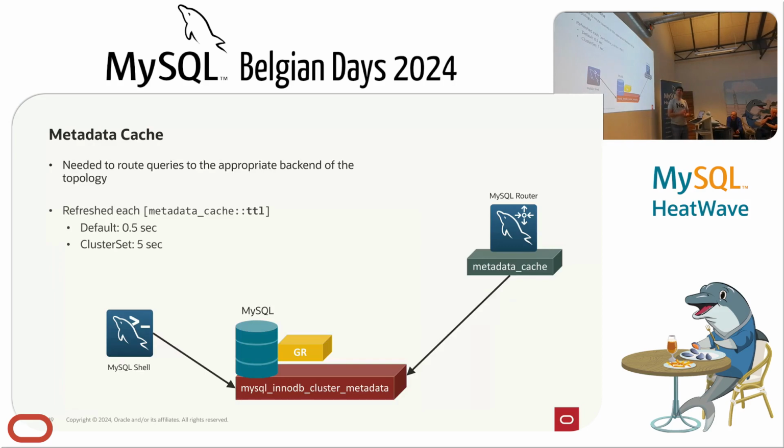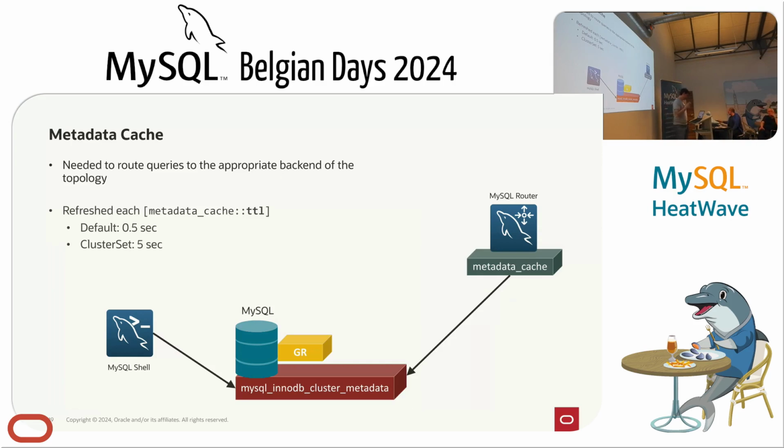Metadata cache. This is the core plugin for the handling of the MySQL architectures. This is needed to fetch the information and understand where the queries should go in these architectures. And this works by querying the metadata schema by default every half second in a unitary cluster and replica set, and in cluster set by default every 5 seconds.